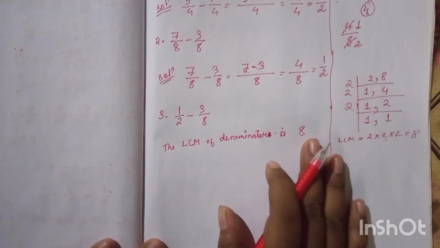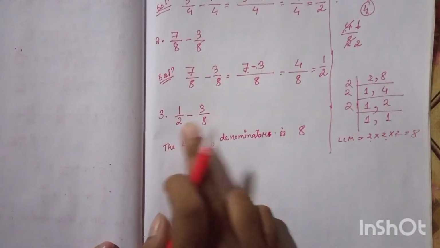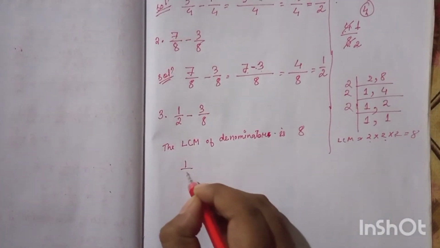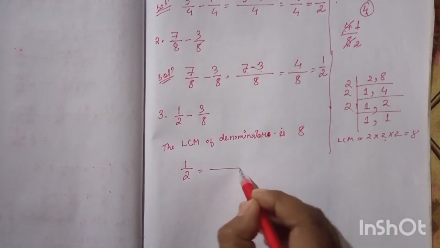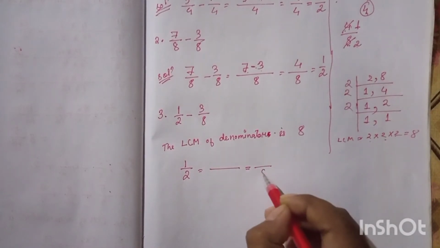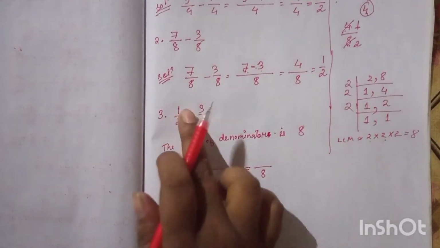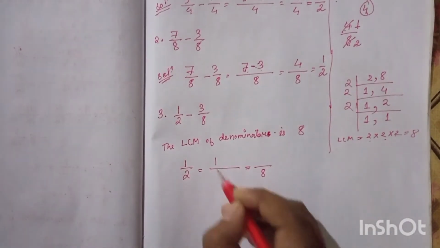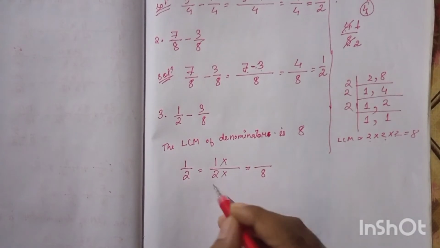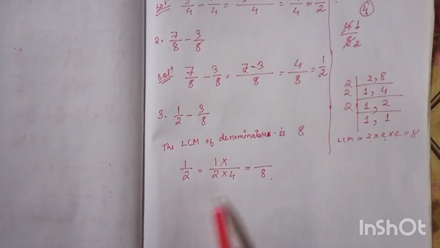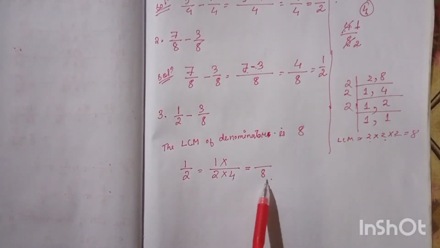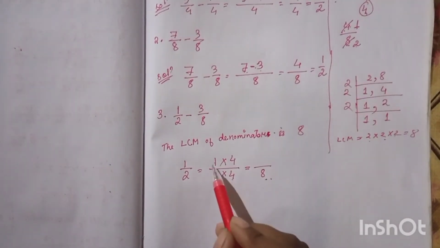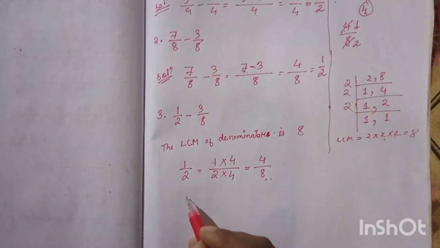Now let us find out the equivalent fractions of both these fractions with denominator 8. First we find the equivalent fraction of 1 by 2 with denominator 8. In both equivalent fractions the denominator should be 8. We know that 2 fours are 8. So when the denominator is multiplied by 4, it is compulsory that the numerator is also multiplied by 4. So it becomes 1 fours are 4.